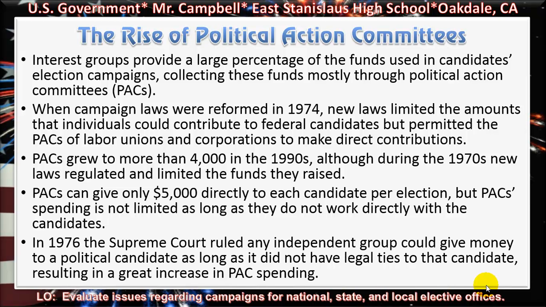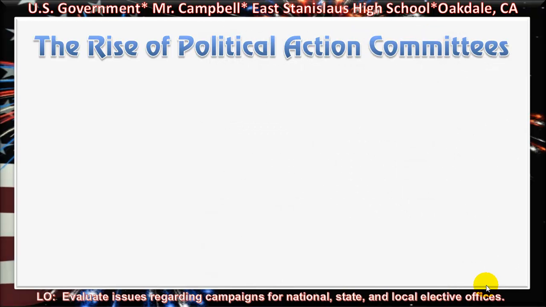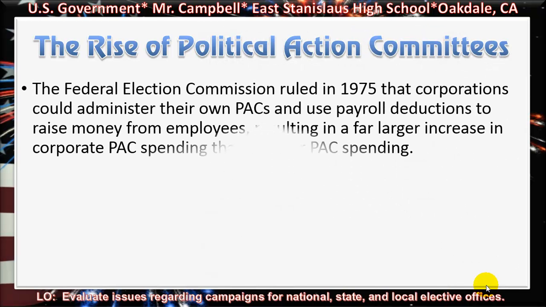In 1976, the Supreme Court ruled any independent group could give money to a political candidate as long as it did not have legal ties to that candidate, resulting in a great increase in PAC spending. The Federal Election Commission ruled in 1975 that corporations could administer their own PACs and use payroll deductions to raise money from employees, resulting in a far larger increase in corporate PAC spending than in labor PAC spending.